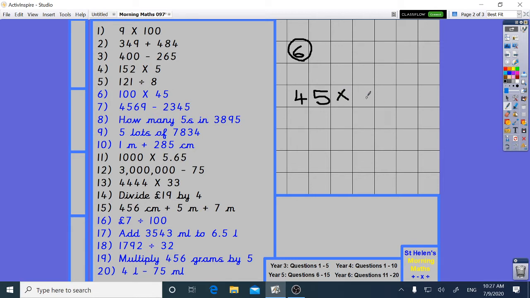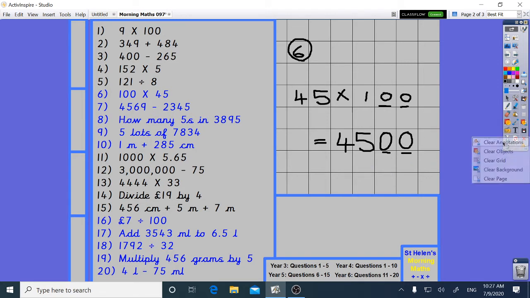All you need to do, 45 times 1 would be 45. 45 times 100 would be 4500. You place those 2 zeros from here, you place them. 4500, otherwise known as 4500. Good. Question 7.